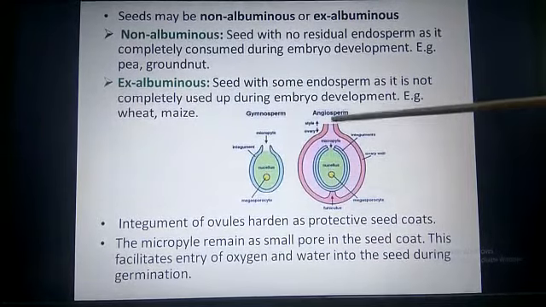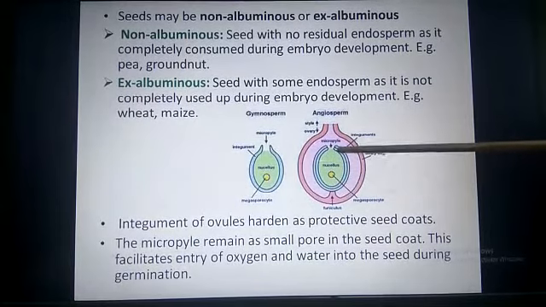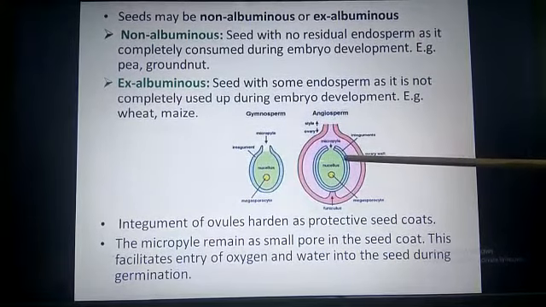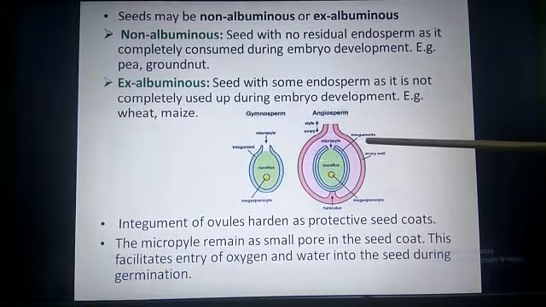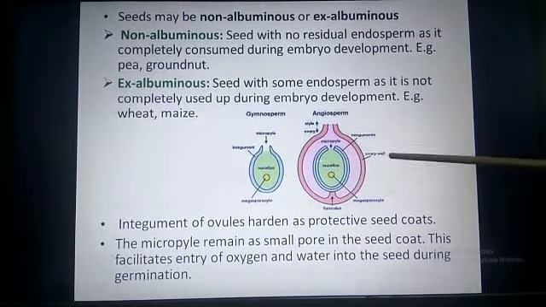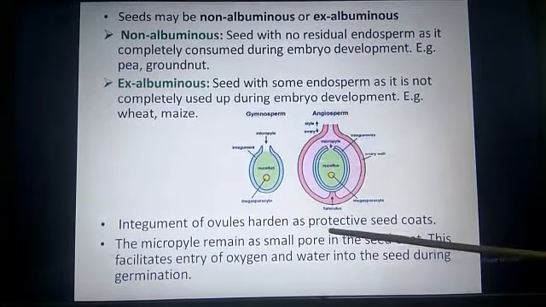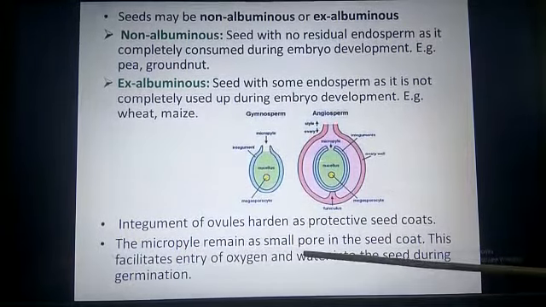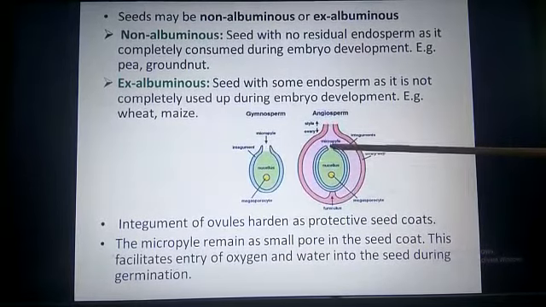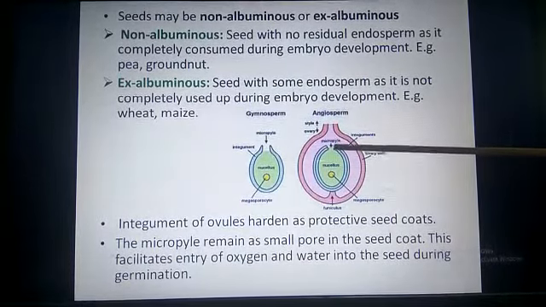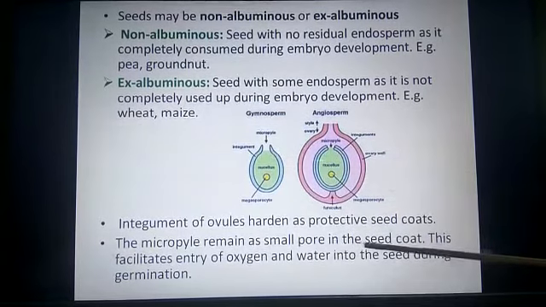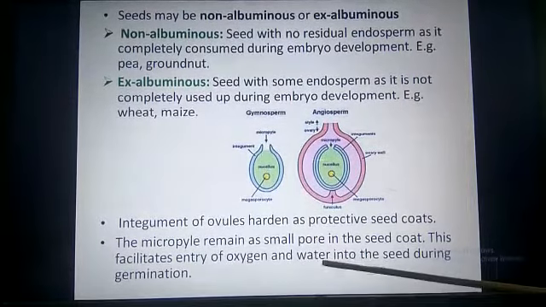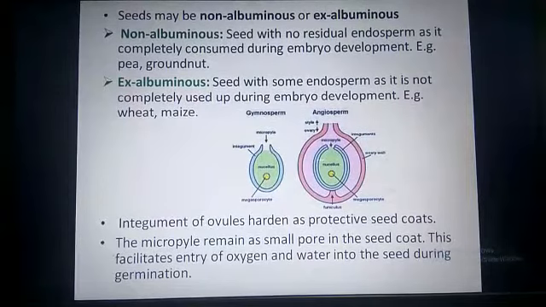If you look at the picture, we have ovary, and inside the ovary we have ovule. If you look at the ovule, there are two coverings of the ovule called integuments. When the ovule turns into seed, these integuments turn into protective seed coats. The micropyle remains as a small pore. Look at the micropyle here, a small opening in the ovule. It continues to remain as a small pore in the seed coat, and this facilitates the entry of oxygen and water into the seed during germination.